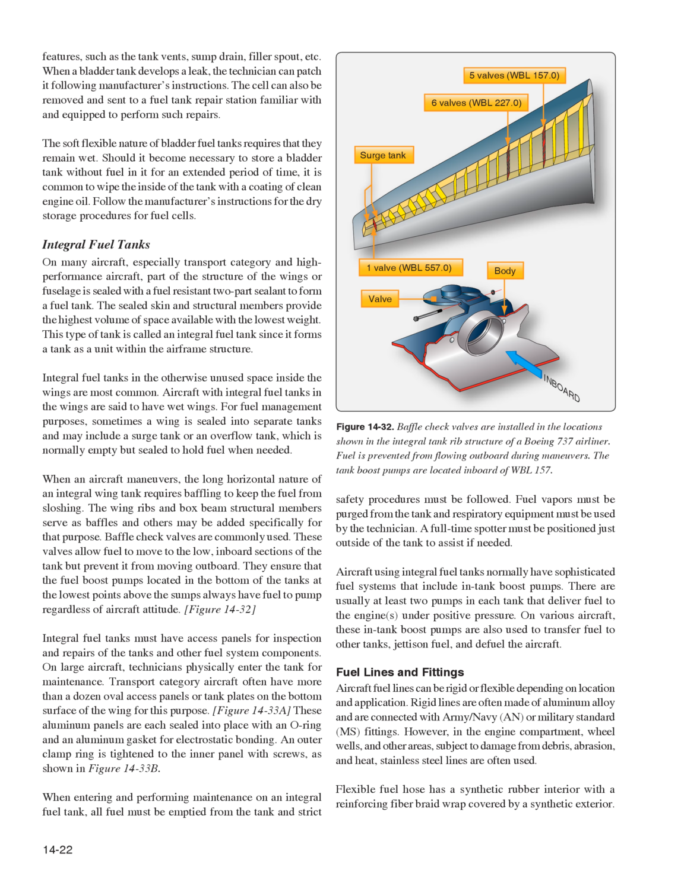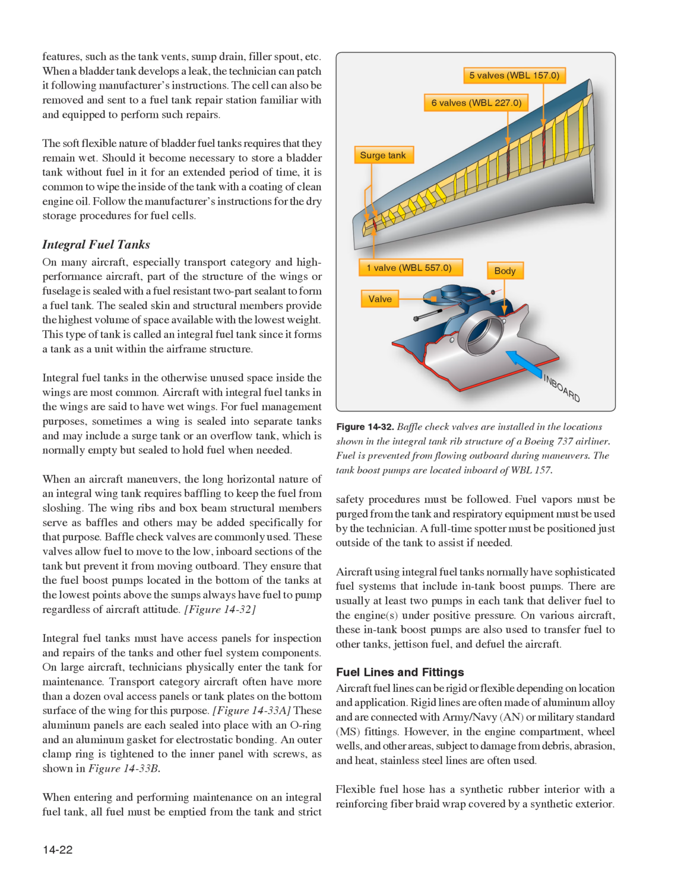Integral fuel tanks. On many aircraft, especially transport category and high-performance aircraft, part of the structure of the wings or fuselage is sealed with a fuel-resistant two-part sealant to form a fuel tank. The sealed skin and structural members provide the highest volume of space available with the lowest weight. This type of tank is called an integral fuel tank since it forms a tank as a unit within the airframe structure. Integral fuel tanks in the otherwise unused space inside the wings are most common. Aircraft with integral fuel tanks in the wings are said to have wet wings.